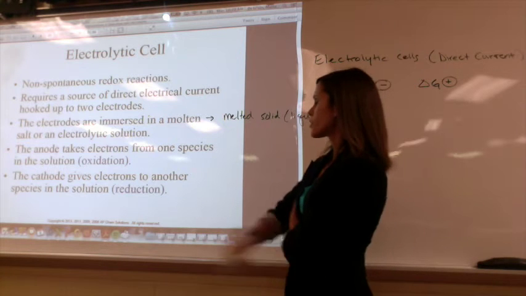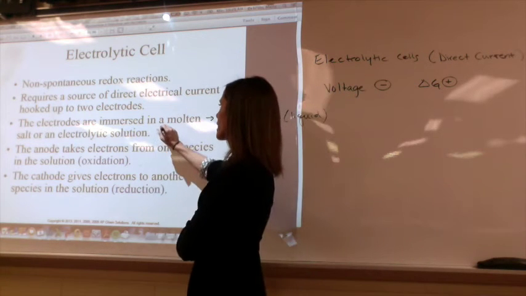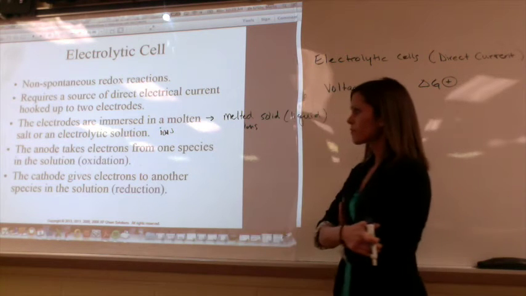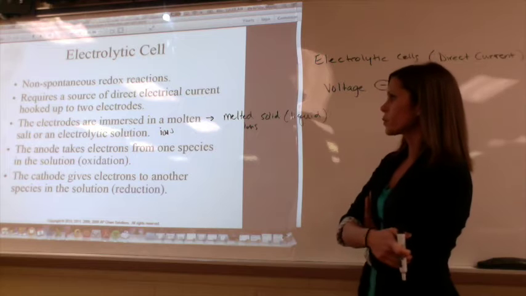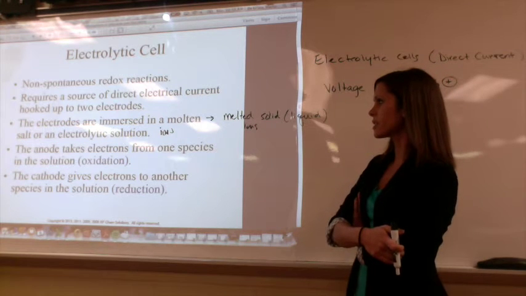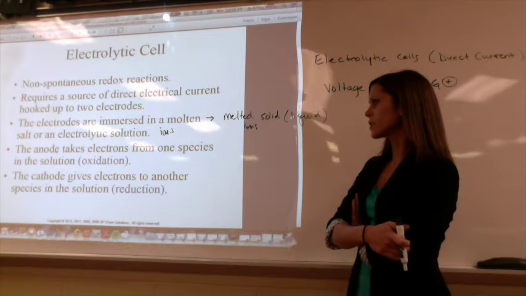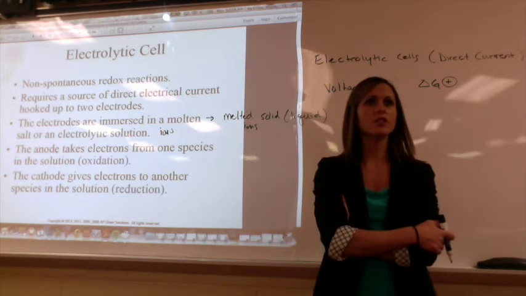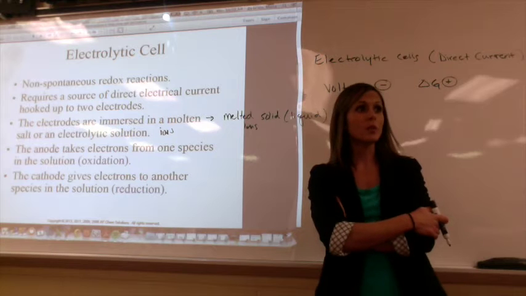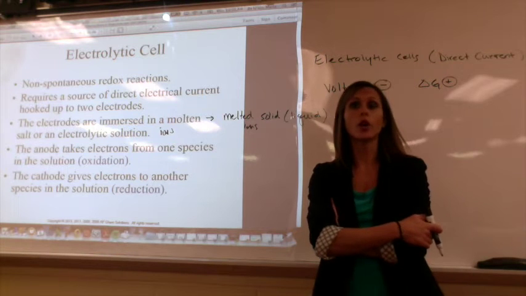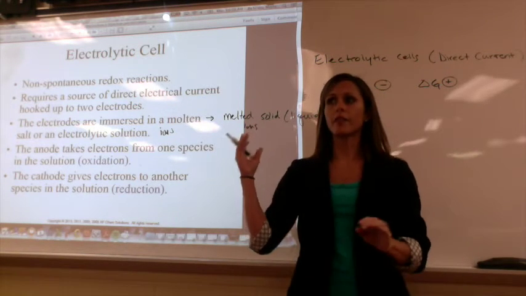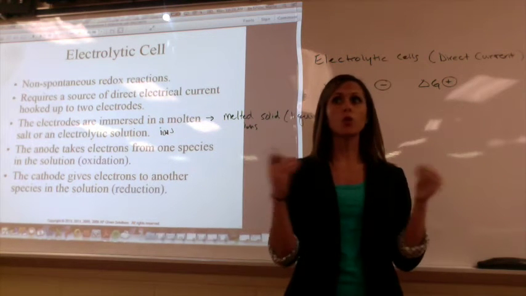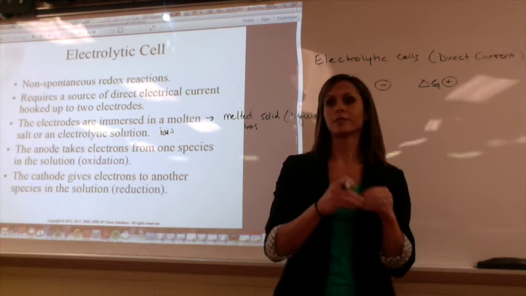And then an electrolytic solution is just in water, and we get ions from that. So those are two different sources of ions. It says the anode takes electrons from one species in the solution, which is oxidation, and the cathode gives electrons to another species in the solution, which is the reduction. So we're still going to look at redox reactions, but with just one substance. Like before, with a galvanic cell, I would have a copper electrode and a zinc electrode, but now I'm just going to have a molten liquid.